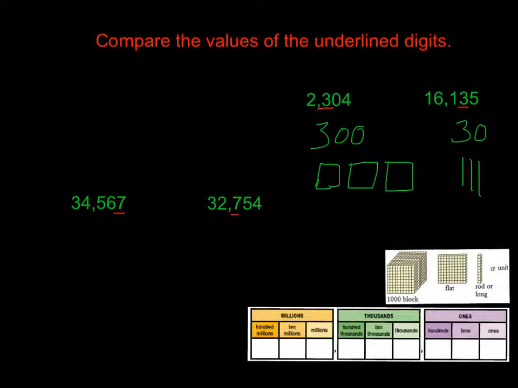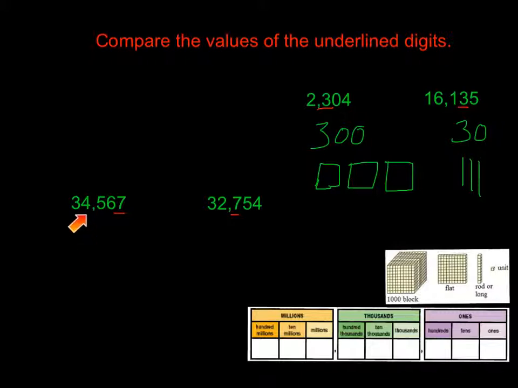As you can see here, in order to get a flat, we'd have to multiply each of these longs by 10. So if we multiply this long by 10, this long by 10, this long by 10, we get 3 flats. So the value of the 3 here in 2,304 is 10 times the value of the 3 in 16,135.